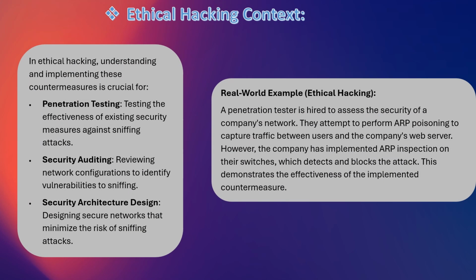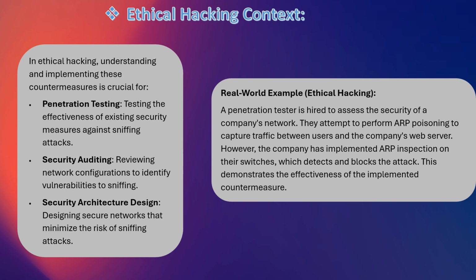Sniffing countermeasures: IDS/IPS and network segmentation. Intrusion detection/prevention systems, IDS/IPS, monitor network traffic and detect suspicious activity, including sniffing attempts. Network segmentation divides a network into smaller sections to limit attack impact. Example: a penetration tester attempts ARP poisoning but is blocked because the network has IDS detecting abnormal ARP activity.